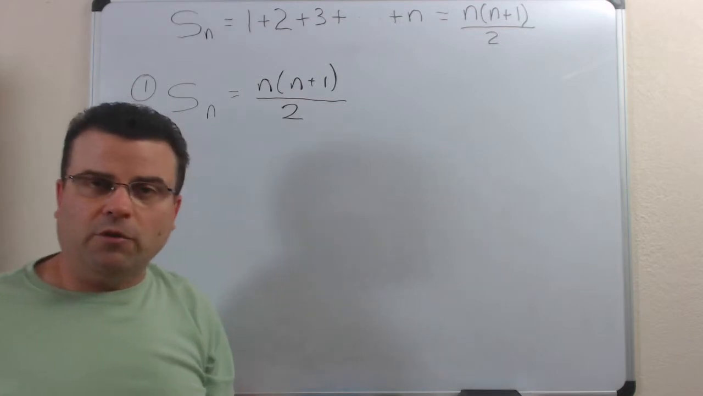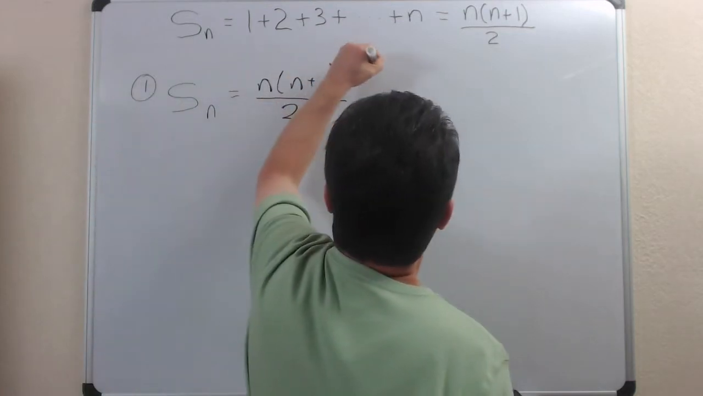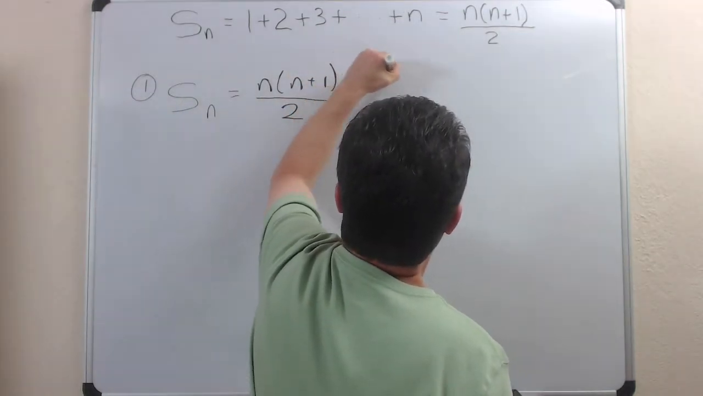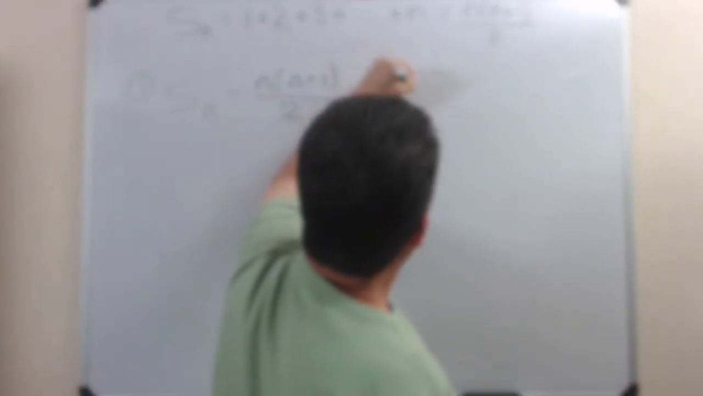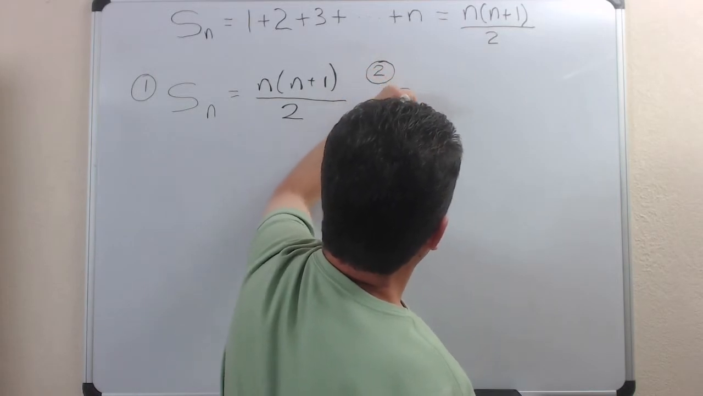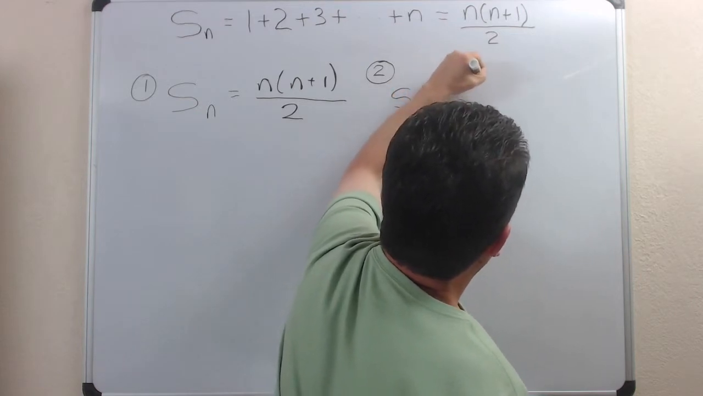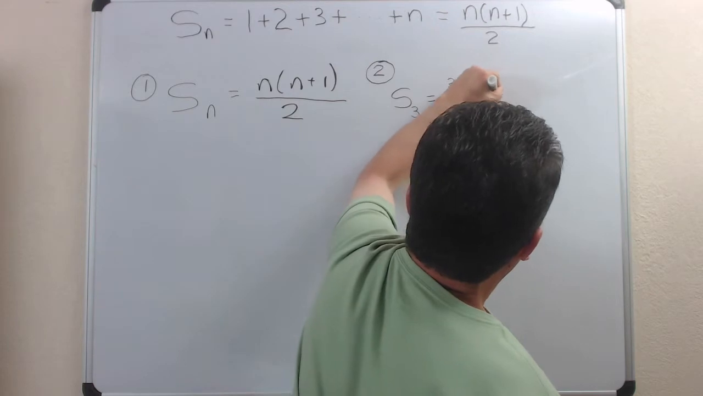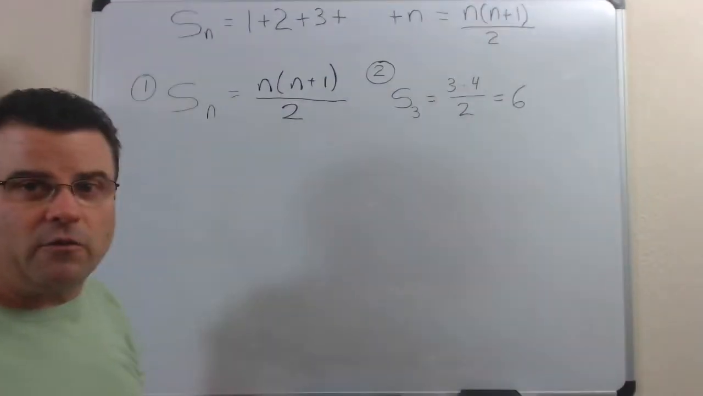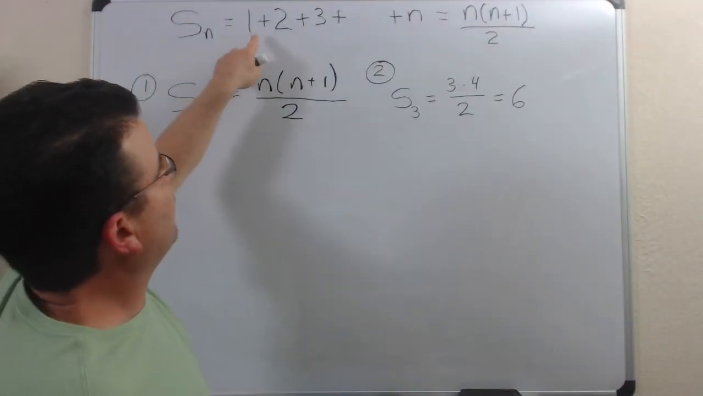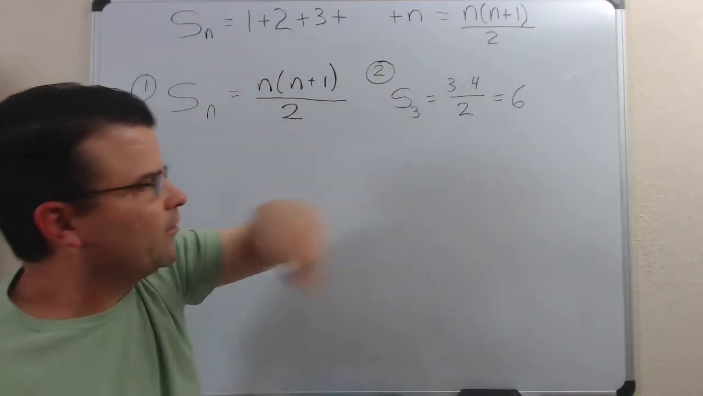Then step 2 is to show it's true for some n. So step 2 is going to be, let's just choose n equal to 3. So S sub 3 equals, using the formula, 3 times 4 divided by 2. That's equal to 12 divided by 2, which is 6. And we can see that agrees with, if we were to do it manually, the sum of the first 3 integers. S sub 3 is the sum of the first 3 integers. 1 plus 2 plus 3 is 6.